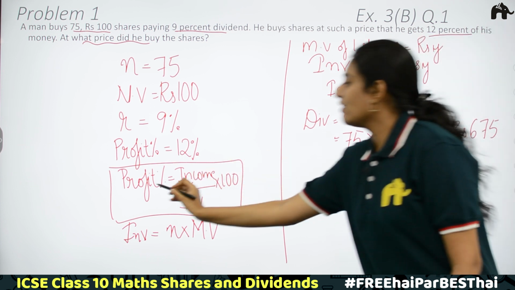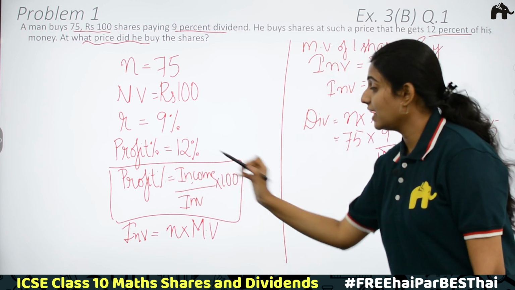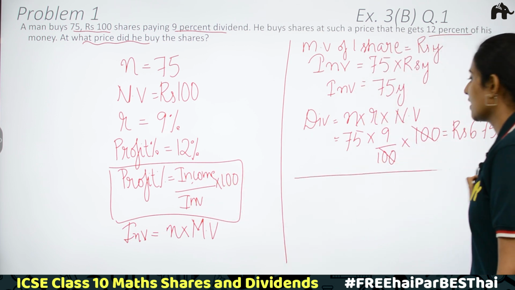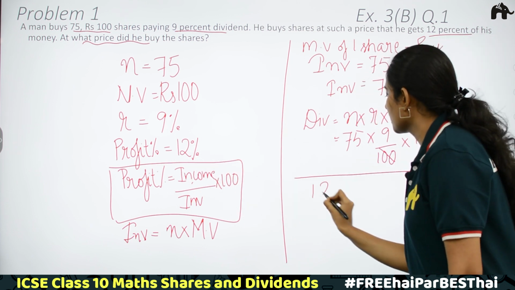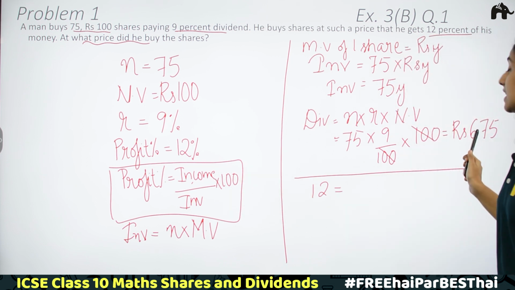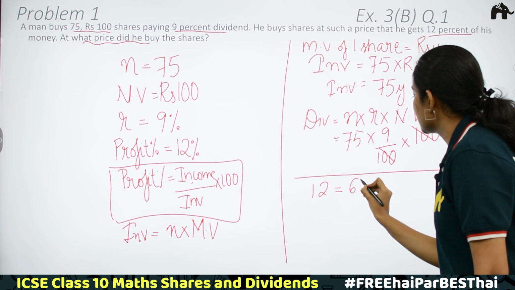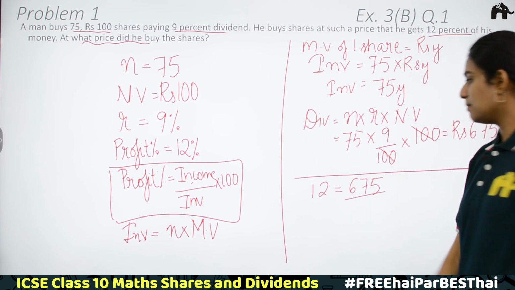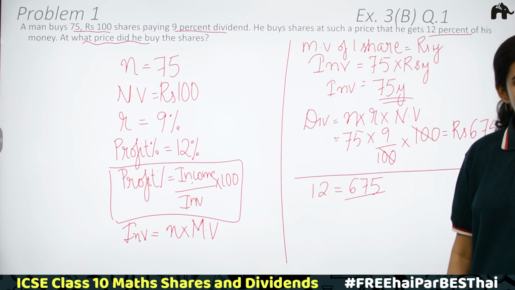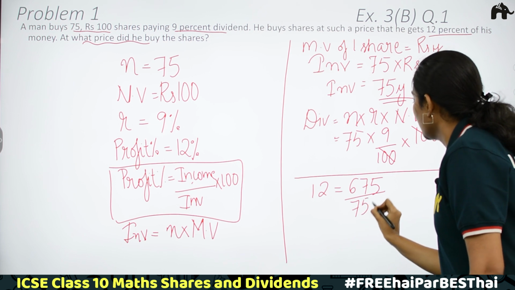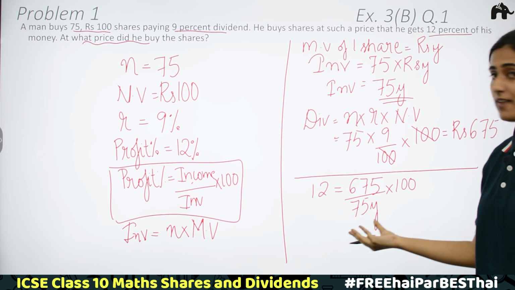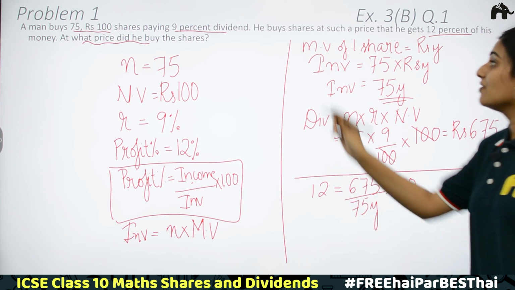Now we have the profit percentage. We know the income. We have made an equation for investment. Just substitute there. Profit percentage is 12. 12 is equal to income. Income is 675, 675 divided by investment. Investment is 75y into 100. Now we just need to find the value of y. We will be getting the market value of one share, which is our question.